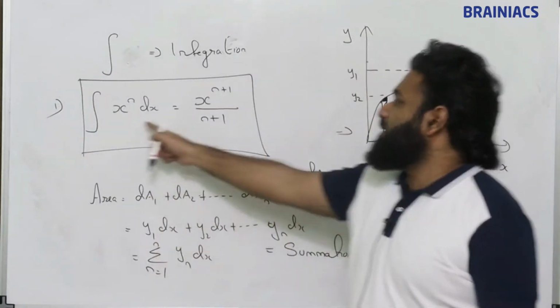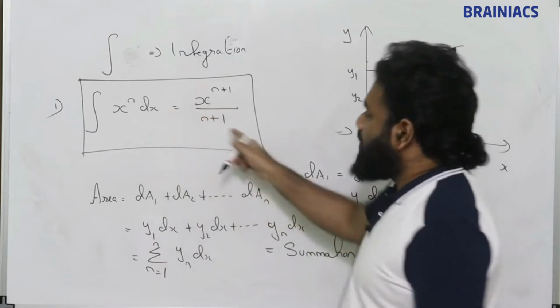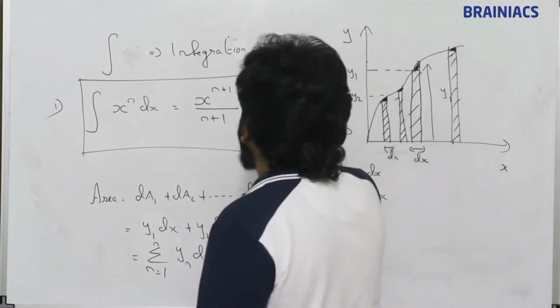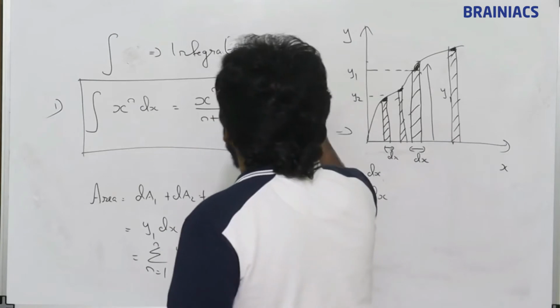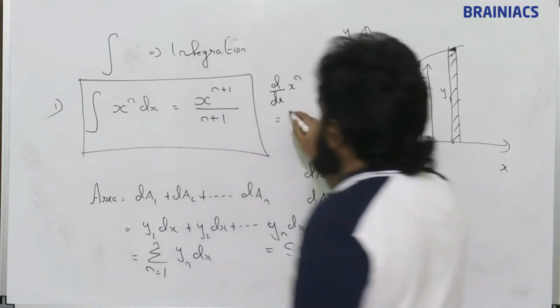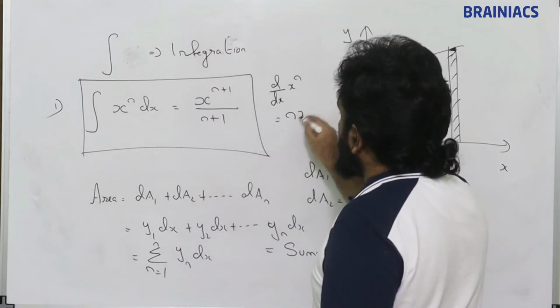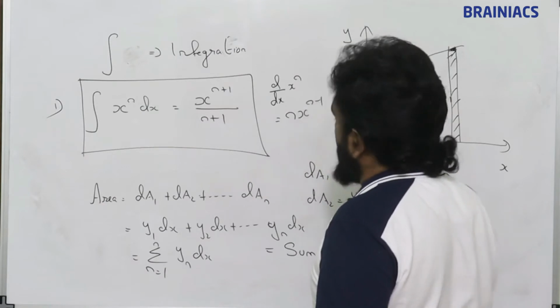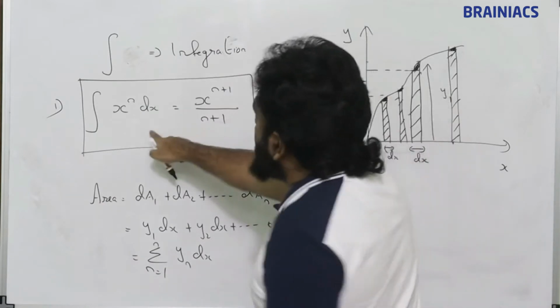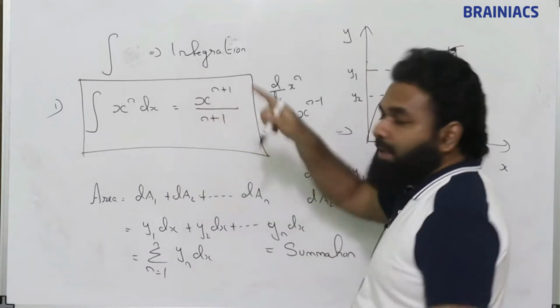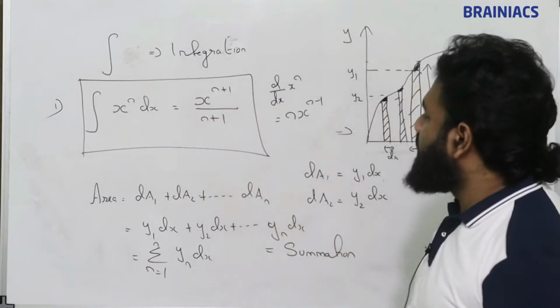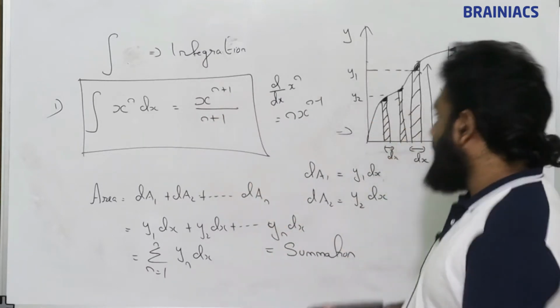Just like d by dx of x raised to n in differentiation gives n x raised to n minus 1, instead of that, in integration, we get x raised to n plus 1 by n plus 1. This is the basic formula. Note down.